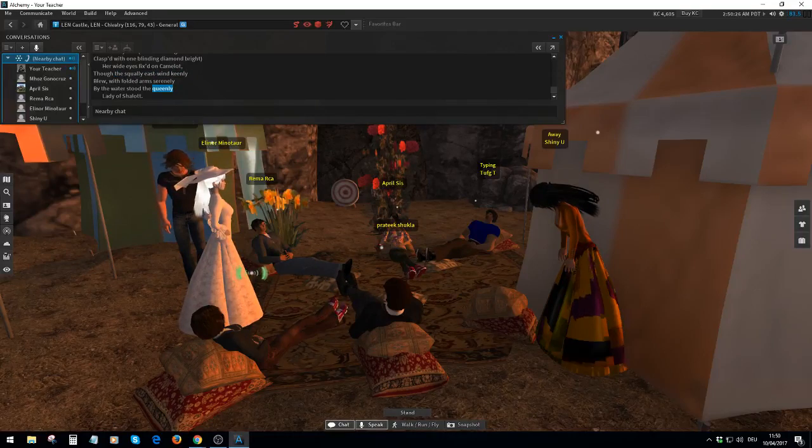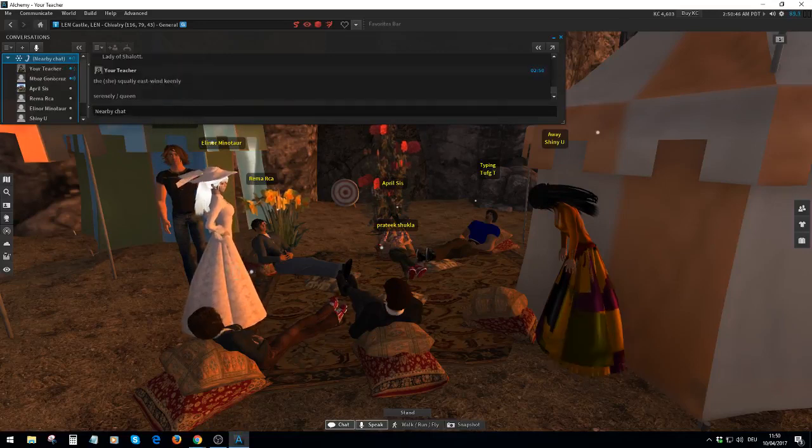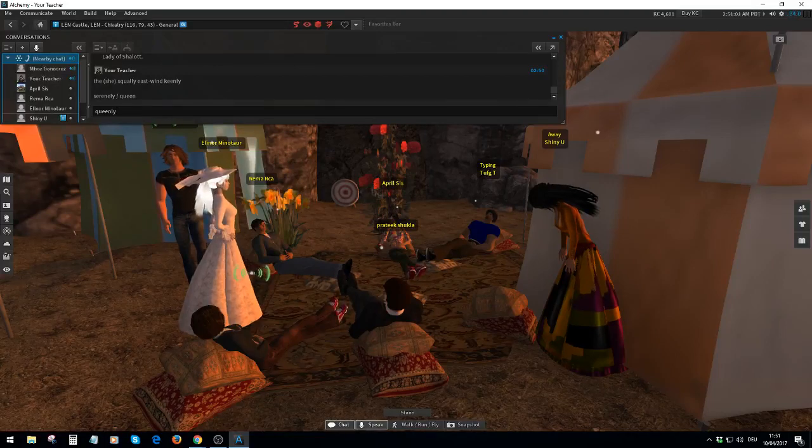Thank you. Very good, well done. Okay, so let's just have a look at a couple of words here. You said "she squally." Not she. She can't be squally. Squally is a kind of weather, squalls of rain and wind together. So not she. The squally east wind keenly. That's what you read. You read she. I should have put not she.